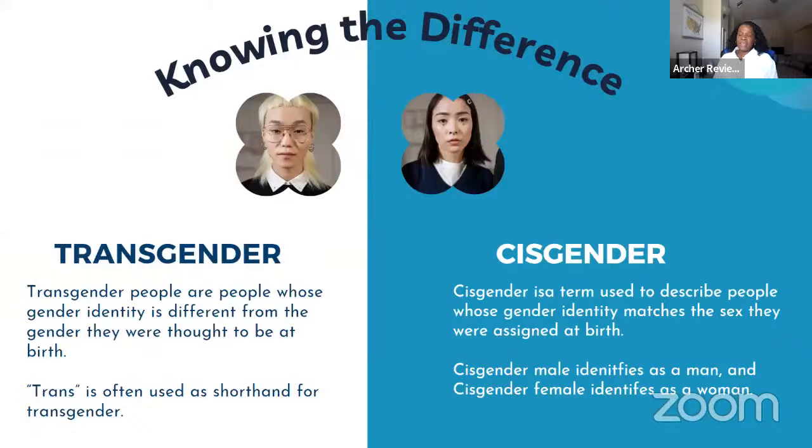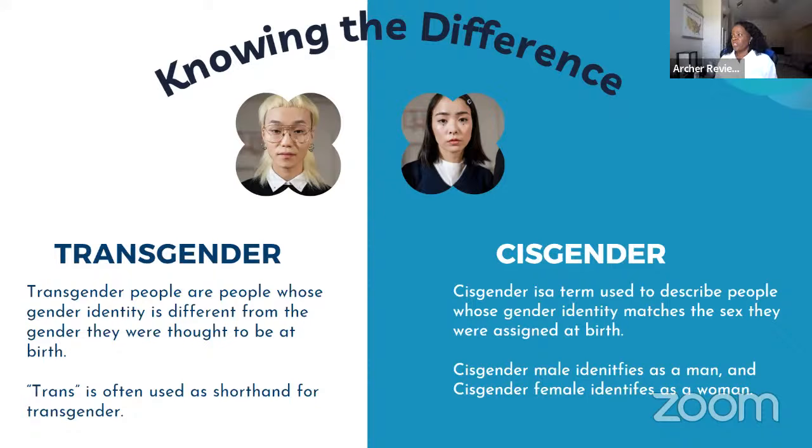Okay. All right. So, knowing the difference: transgender. Transgender people are people whose gender identity is different from the gender they were thought to be at birth. You may also see "trans," which is often a shorthand for transgender. So that is someone who was probably born identified as male and probably even went through the sex change and everything, and now they're female.